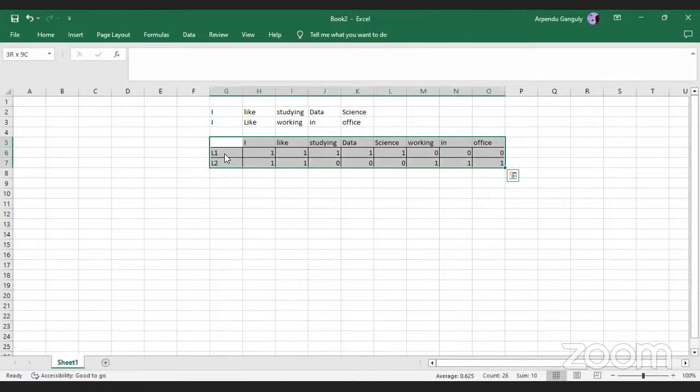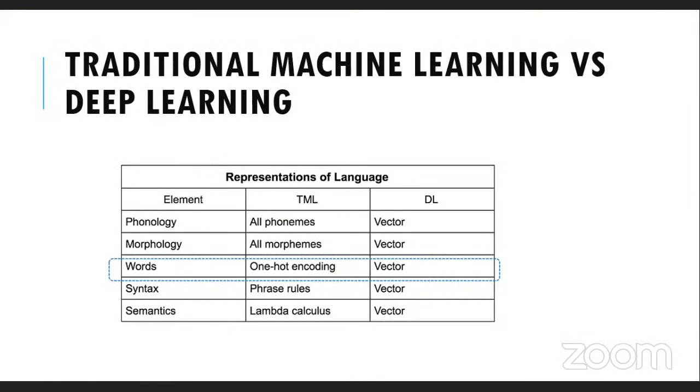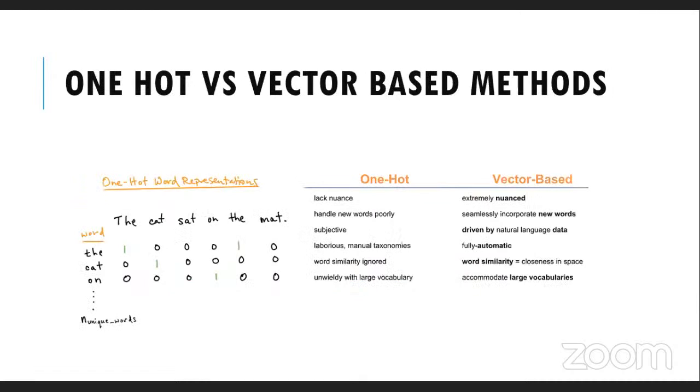But in the advanced NLP stage, we are representing all the words as vectors. That's the advancement that has happened. So on the left side is the one hot vector representation, and on the right we have the vector based.